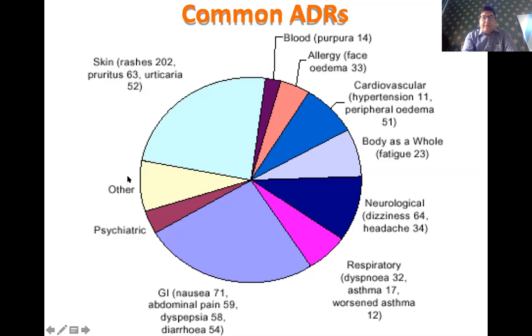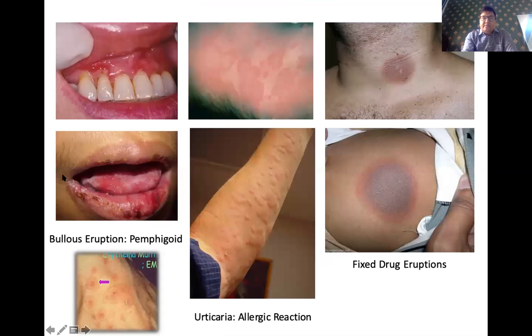So these are the common types of ADR which occur with different drugs, and these are some of the photographs of the ADR such as bullous eruptions, pemphigoid. This is the photograph. Then this photograph shows the urticaria. These are photographs of allergic reaction, that is urticaria. Then this is a very typical picture of the fixed drug eruptions.